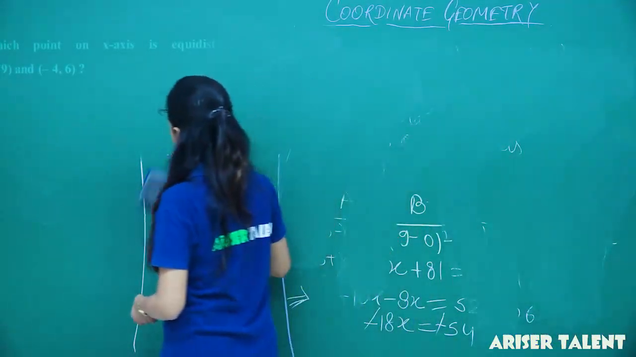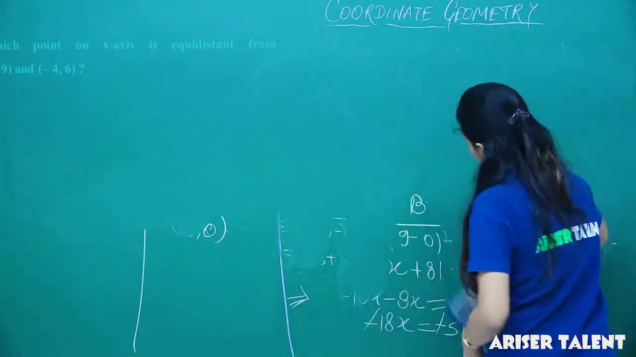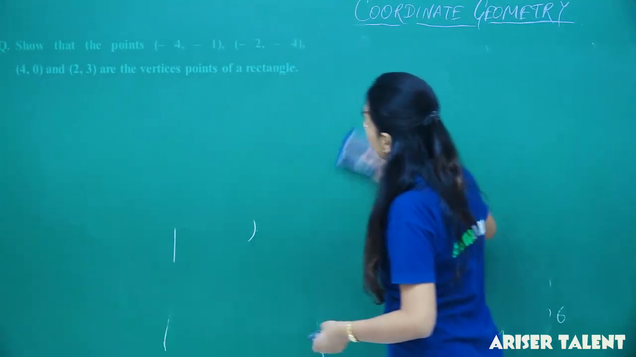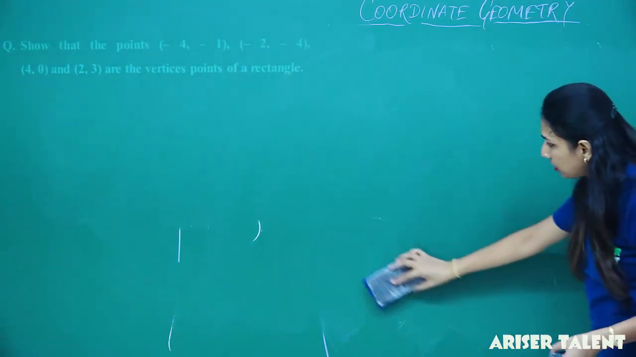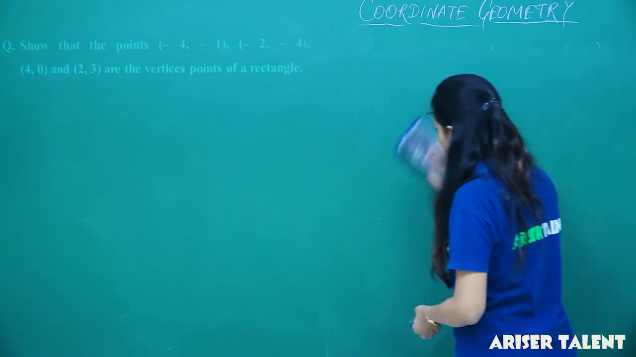Okay, let's talk about the next question. Which is your next question? Show that these points are the vertices of a rectangle. Now, how will you show this?